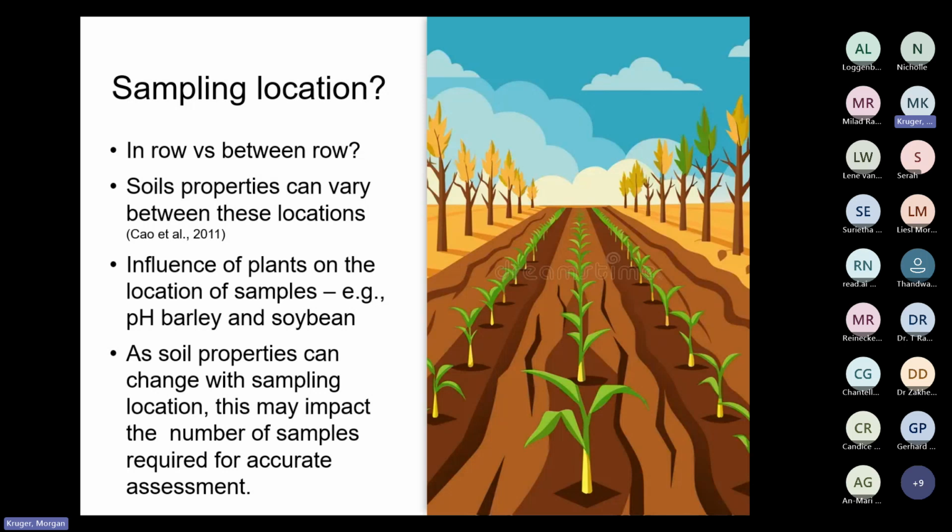A wide variety of soil microbial properties have been found to be greater in row compared to between row locations in different environments. And these results have been attributed to things like the plants in rows influencing the communities there. Soil pH was also found to increase near the roots of plants. So the plants themselves in agricultural fields will influence the patterns that you are seeing in the soil. As soil properties can change with sampling location, this may impact the number of samples required for accurate assessment.